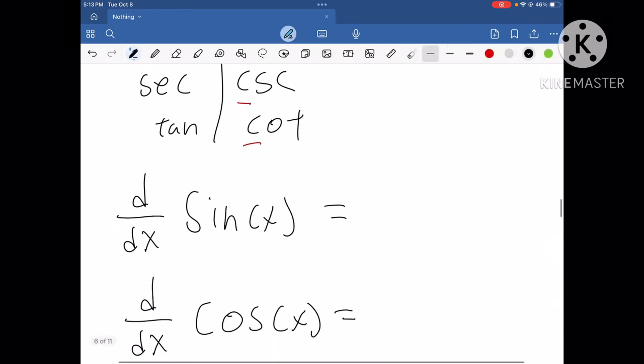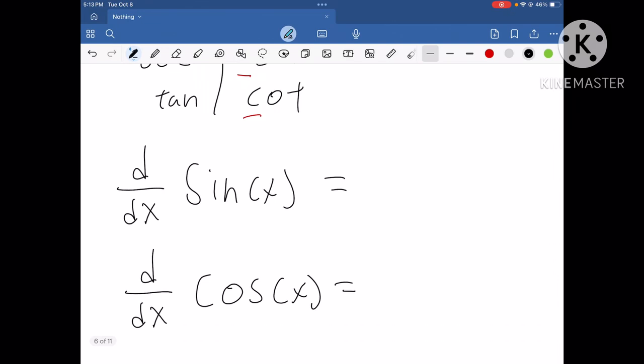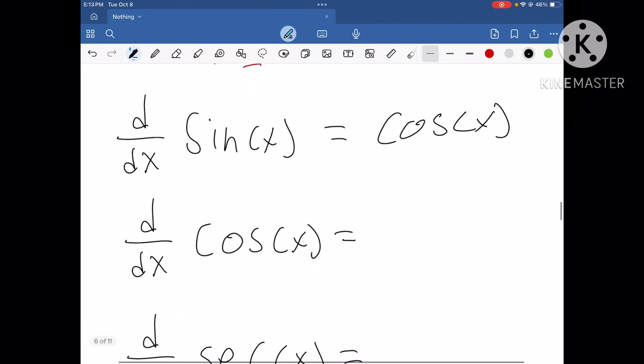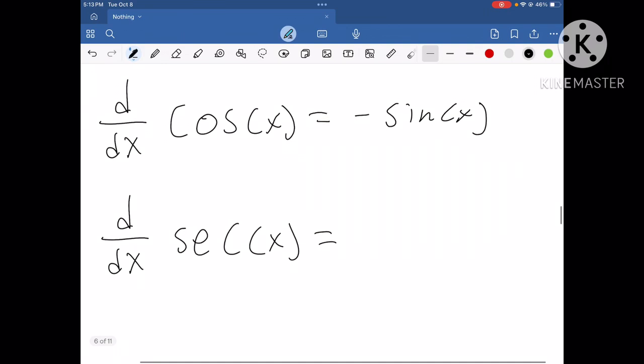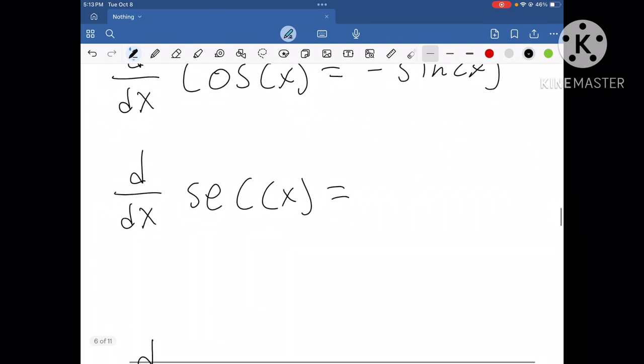So, let's see sine and cosine. I think this is pretty straightforward. Derivative of sine is cosine. Derivative of cosine is negative sine. This is unfortunately just one of the things that you have to memorize, but it's not that hard, so just take that note.